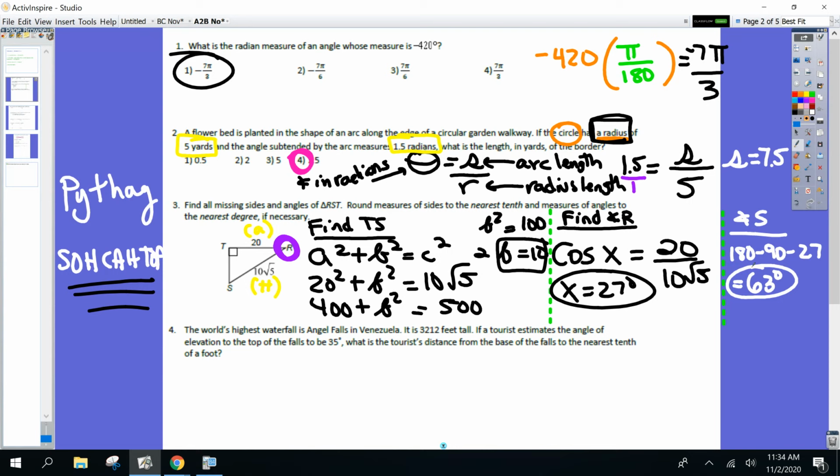Everyone all right here? Pythag, sine, cosine, tangent. All going to be on there tomorrow. Anything you want to ask before we go to the next one, which may involve the same thing?